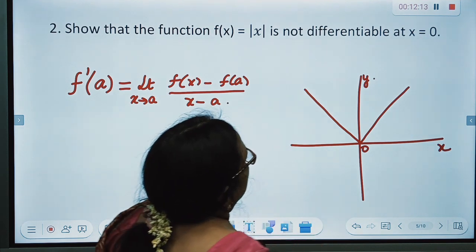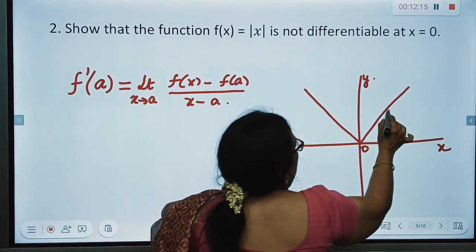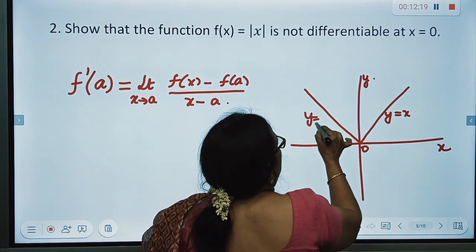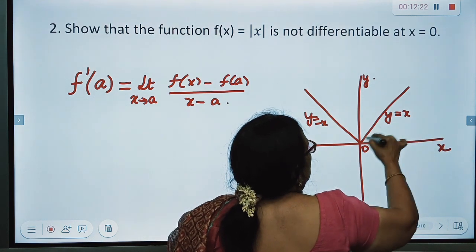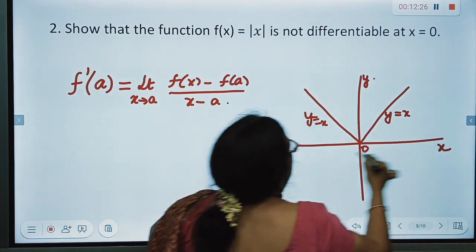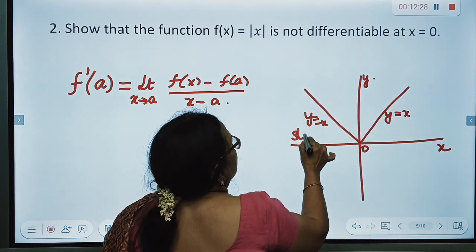So, this is the graph of mod x. We know that this represents y equal to x. This represents y equal to minus x. The slope of this portion is 1. The slope of this portion, as you can see, it makes an obtuse angle. So slope is minus 1.